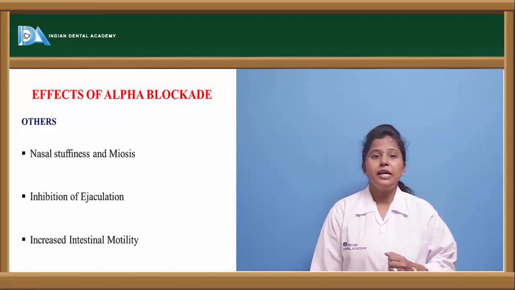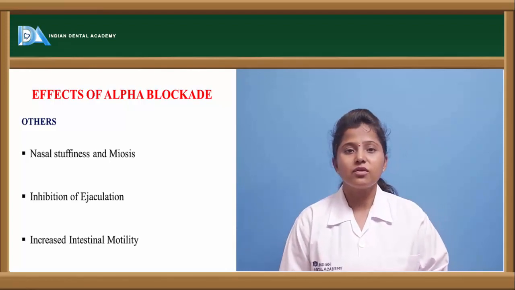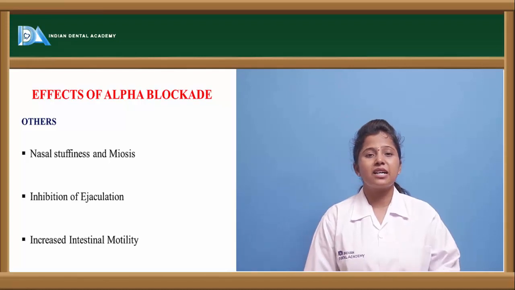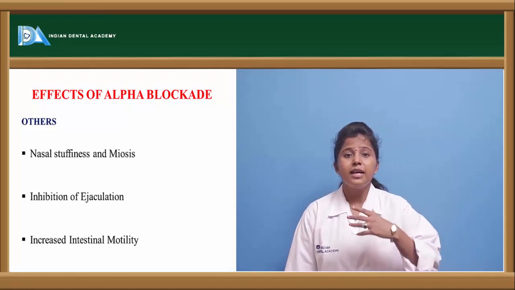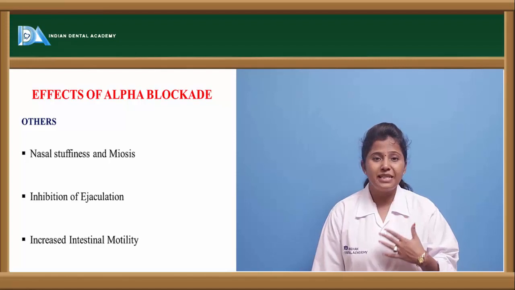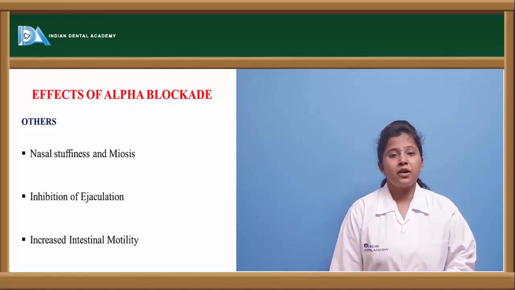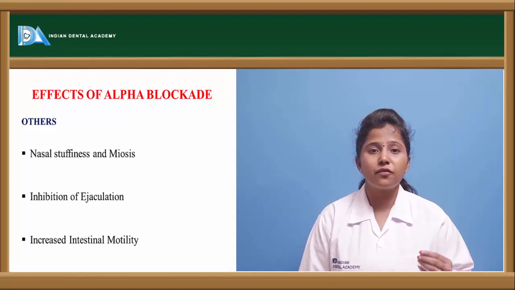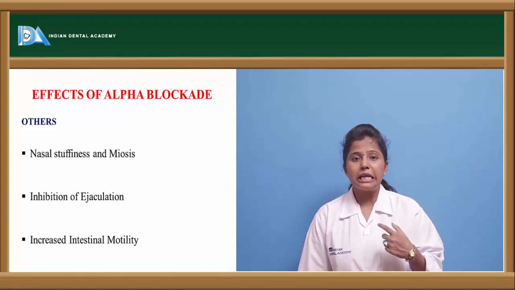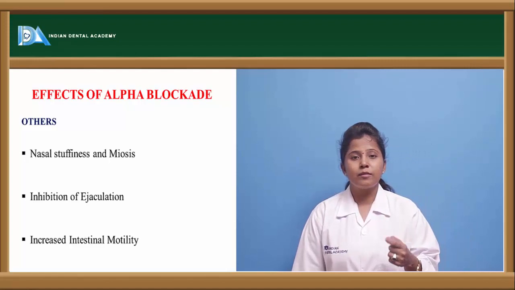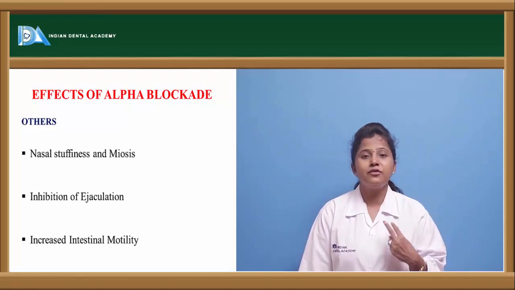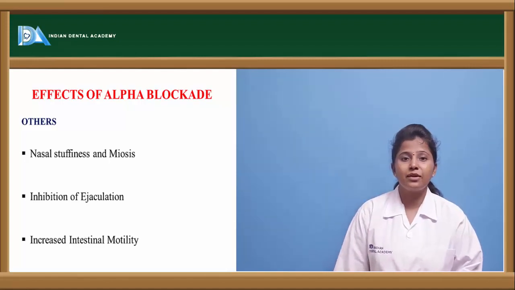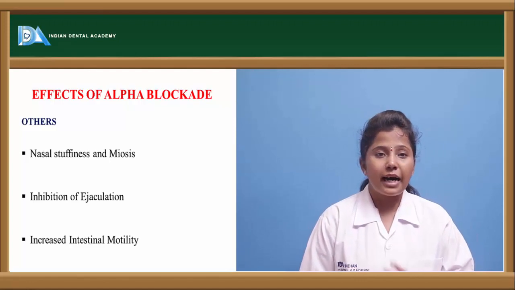So we can observe nasal stuffiness and miosis. Nasal stuffiness is nothing but nasal congestion. So there will be a block in the nasal cavity, whereby there will be difficulty in breathing. And miosis is a condition where there is excessive constriction of the pupil of the eye. So in the eye, if the pupil is mostly constricted, then the vision will not be proper and there will be various other eye disorders.